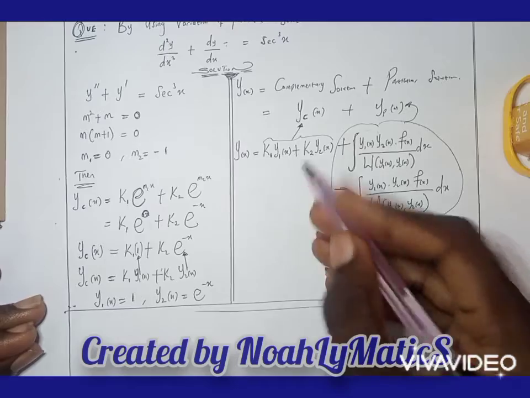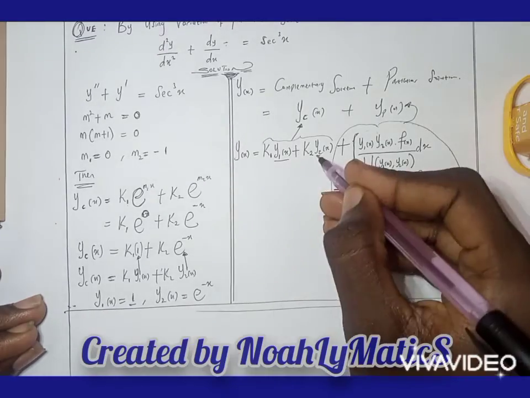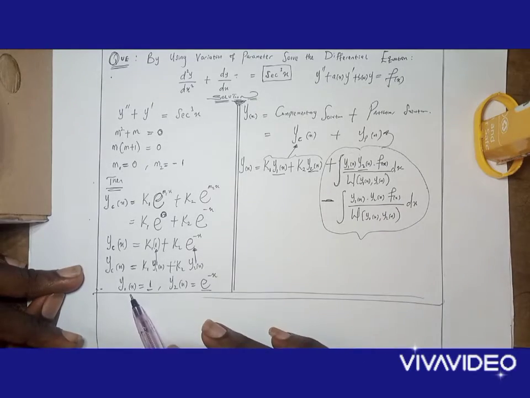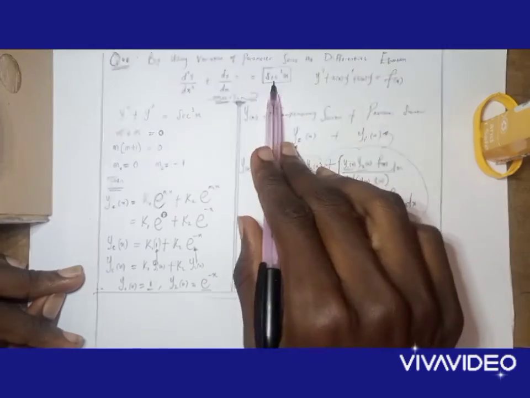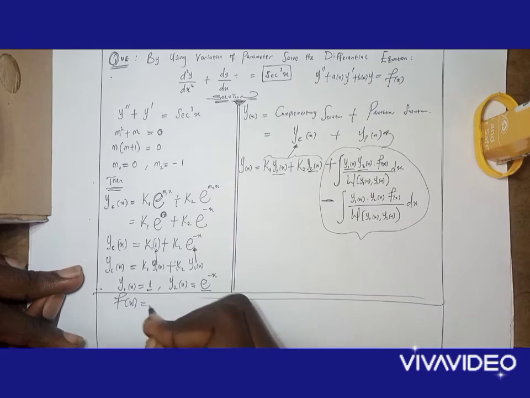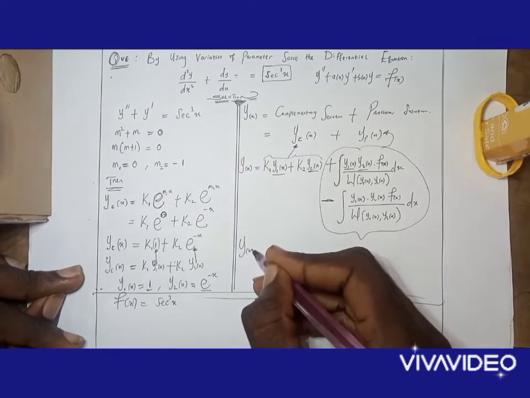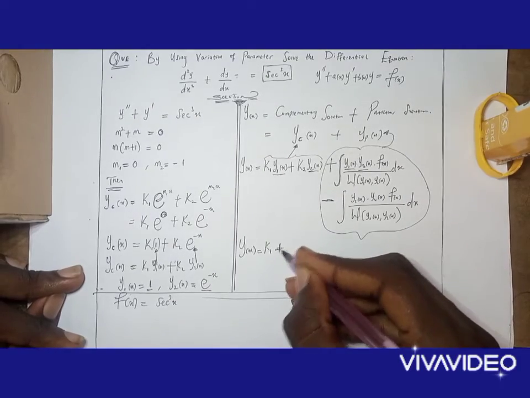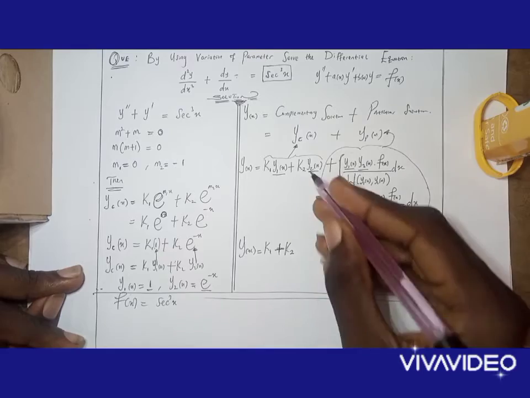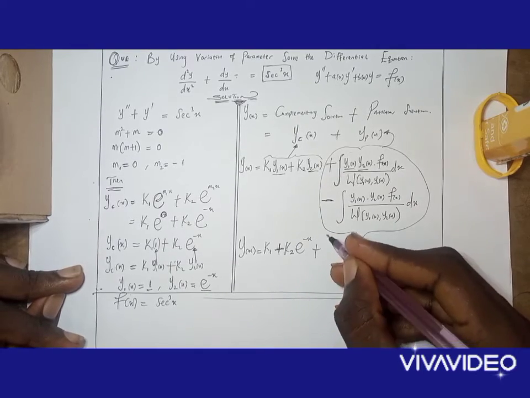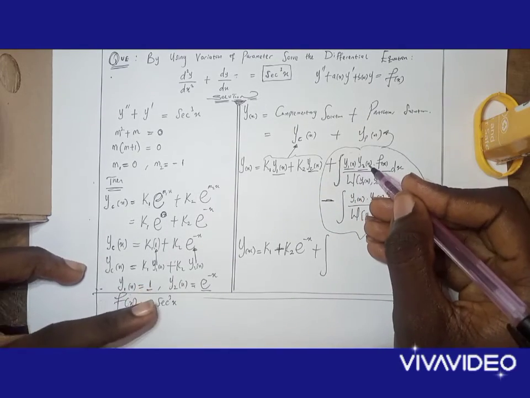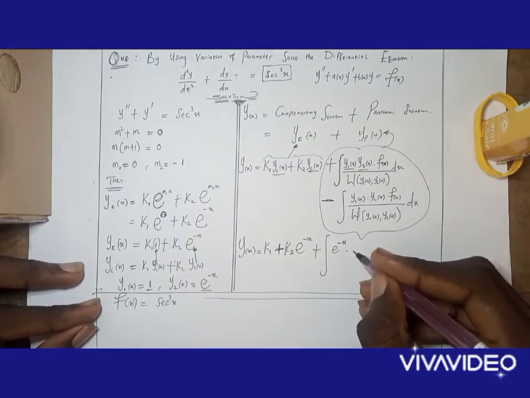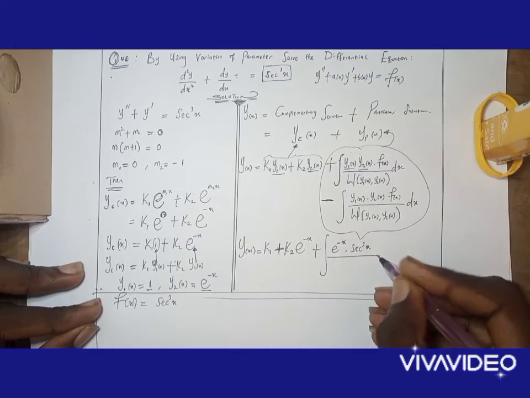So we can go ahead and substitute. Since we already know y1 of x is 1 and y2 of x is exponential of minus x, and our f of x is sec cube of x. Take note, f of x is sec cube of x. So on substituting, we have y of x equals constant 1 times y1 of x, which is 1, plus k2 as our constant, and y2 is exponential of minus x, plus the integral of y1 of x which is 1, y2 of x which is exponential of minus x, times the function given to us, sec cube of x, all divided by the Wronskian.